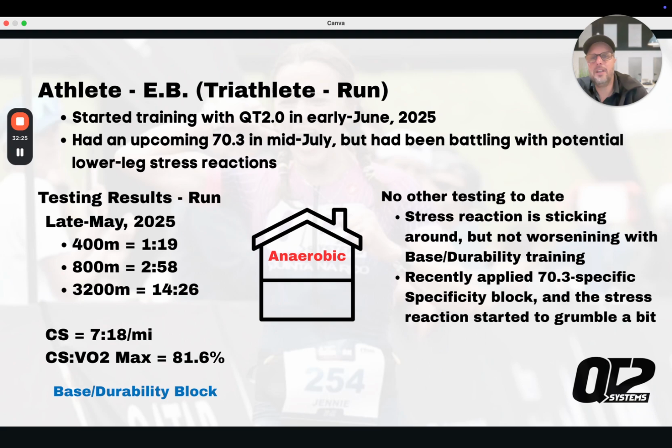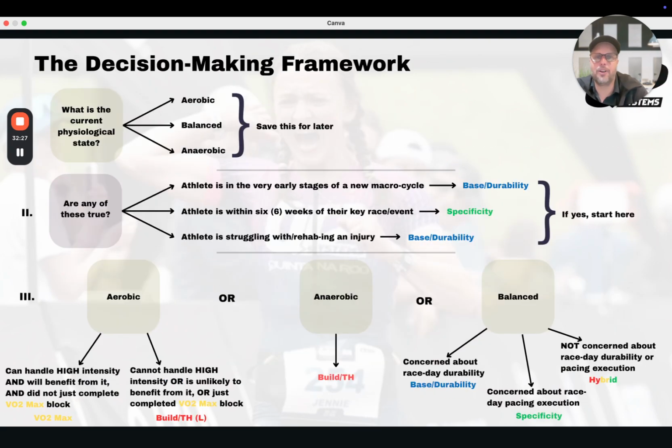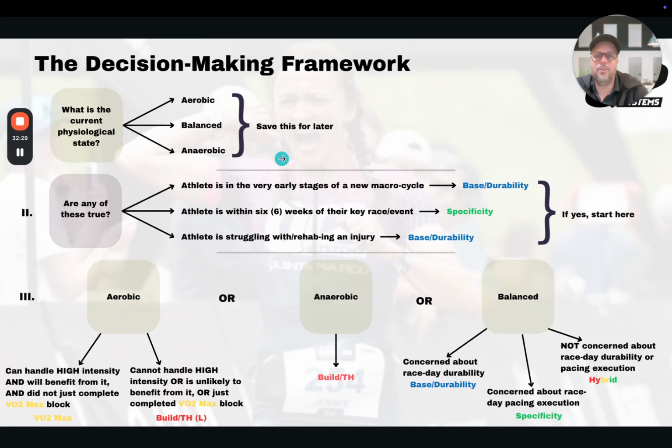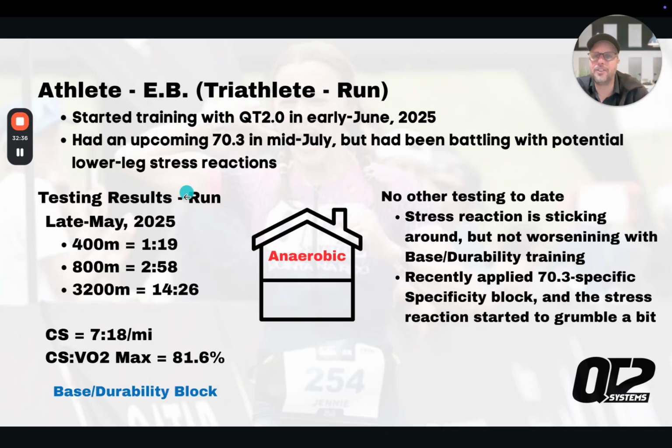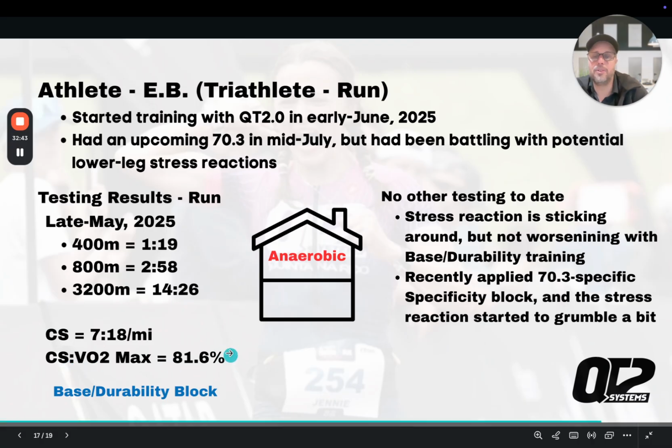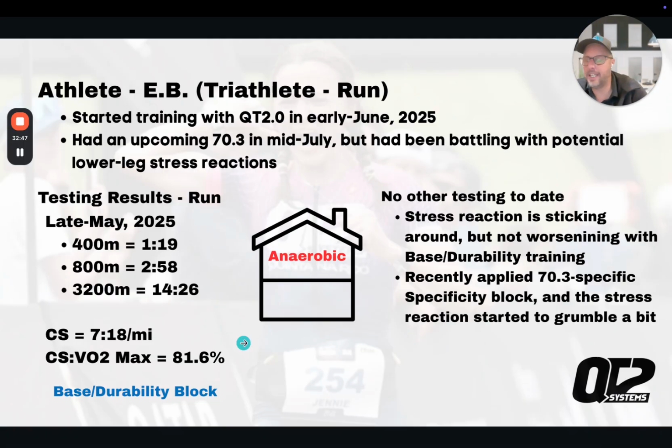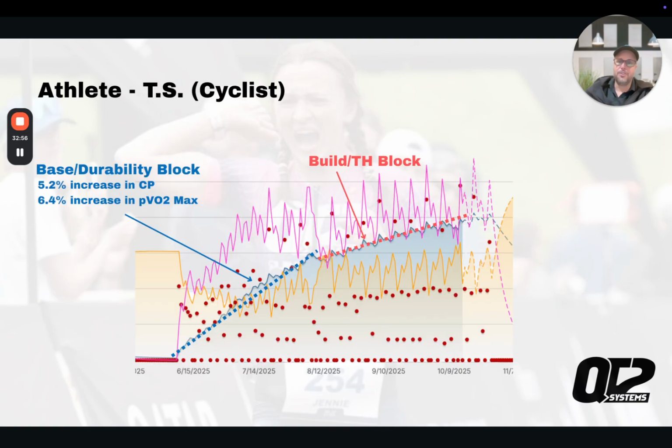So, to go to our decision making framework here, we knew that she had done some testing, and I forgot what the testing result was just off the top of my head. So she did some testing, and critical speed was at 718. The VO2 max was 81.6, which is aerobic. It's pushing towards balance, but I'm sorry, anaerobic. It's pushing towards balance, but it is anaerobic. And so that was the physiological state that she was in.